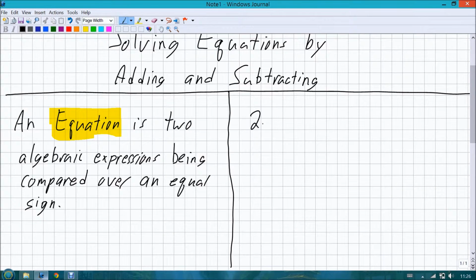So a question for you, is this an equation? The answer to that question is no, Mr. Neal, there's no equal sign, so it can't be an equation. All right, so that one gets the big red X. Then let's try another example.